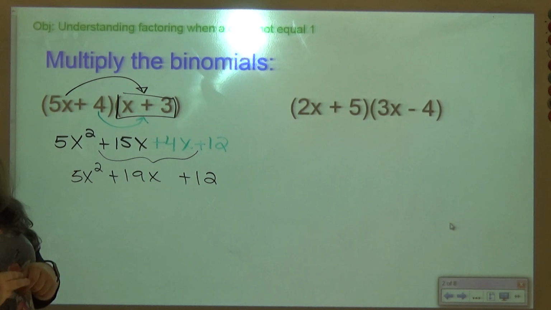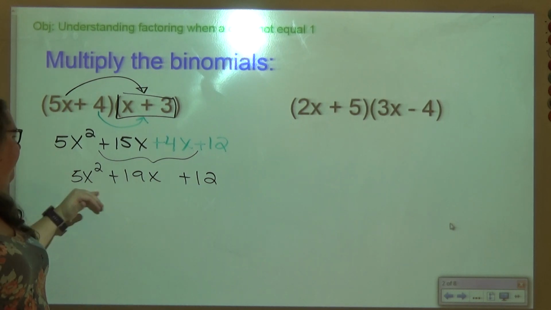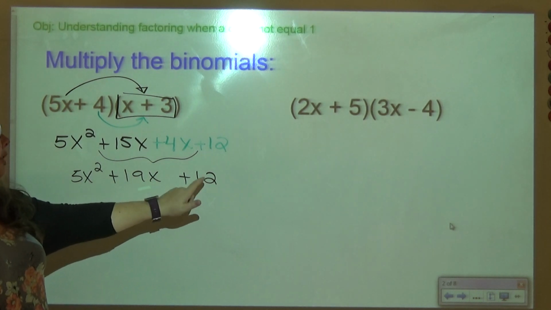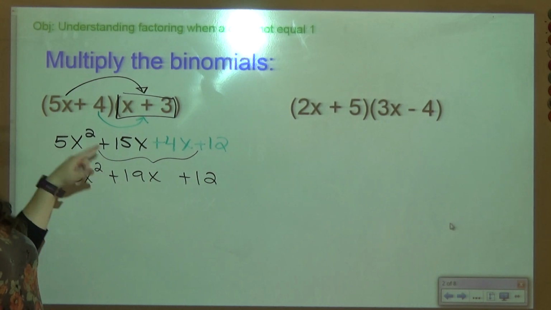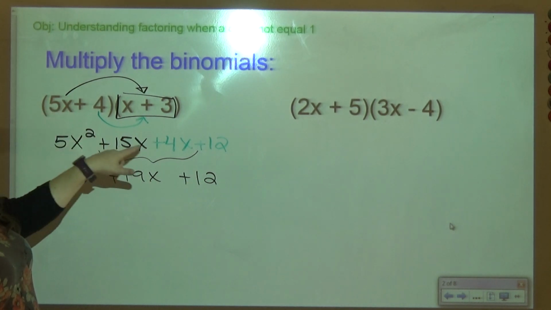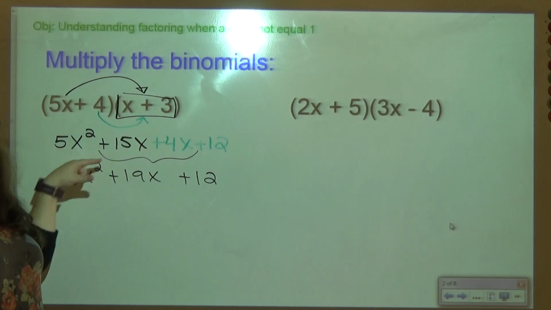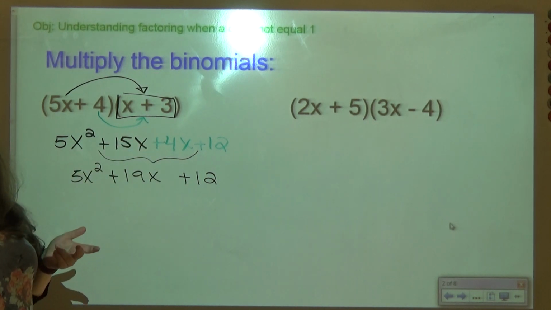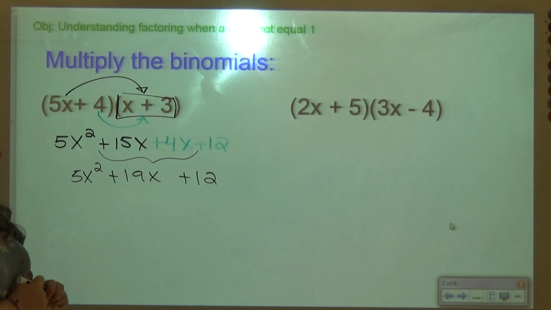So in the old problems with the chart, when we factored these, we just had to think, what multiplies to 12 and adds to 19? But because of the 5 being multiplied, it messes with those middle terms, so we can't use that. All right, let's factor the other one.